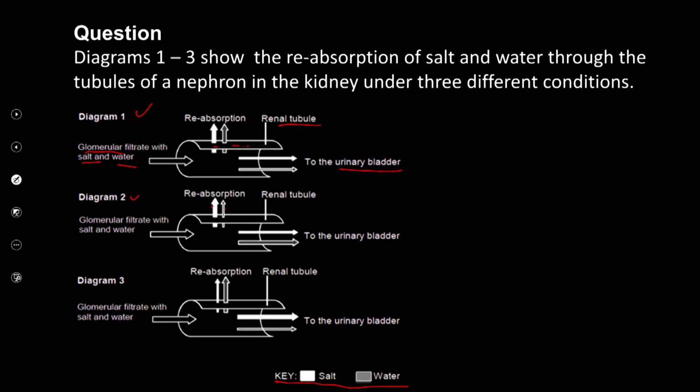So the diameter, the width of the arrows is not the same as in diagram number 2. Also, where we see water and salt go into the bladder, the width of the arrows is different from the arrows in diagram number 1. What about diagram number 3? Diagram number 3 still looks the same, but the difference is the width of the arrow that represents water and the one that represents salt, both in reabsorption and the ones that are taken into the urinary bladder.